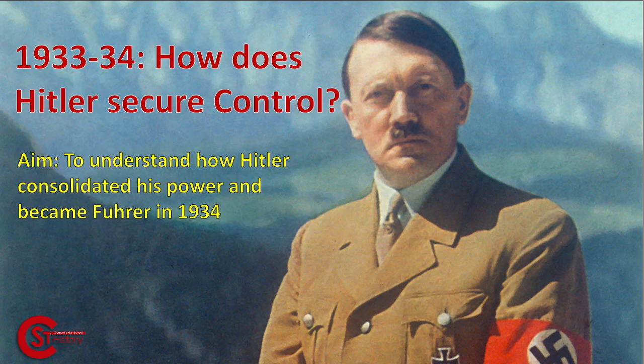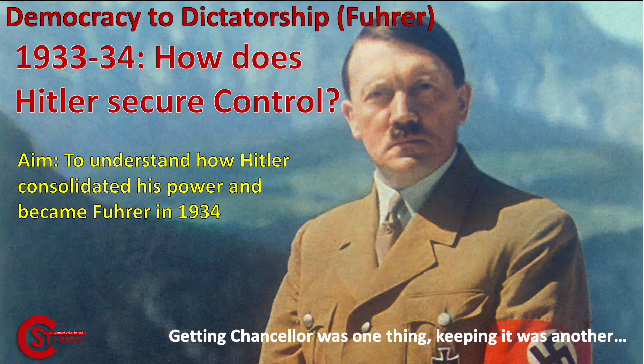All right, so the question is, how does he secure control? We're going to try to understand the steps that happened from January 30th, 1933, when he becomes Chancellor, to 1934, him being Fuhrer, with complete control at the end of any challenges, the dictatorship, if you like. So that's the journey.